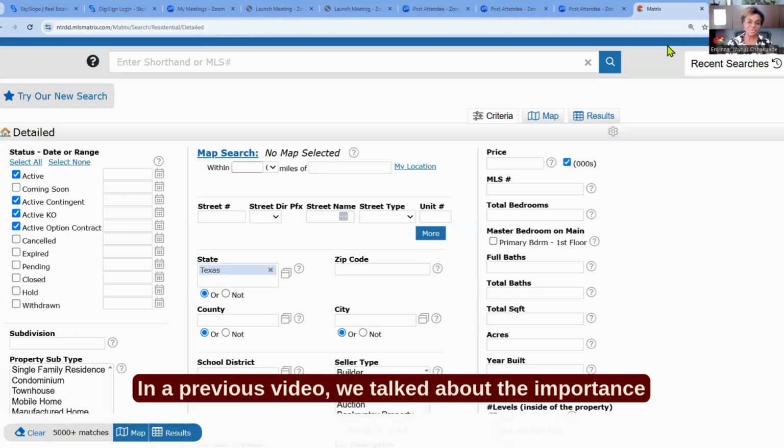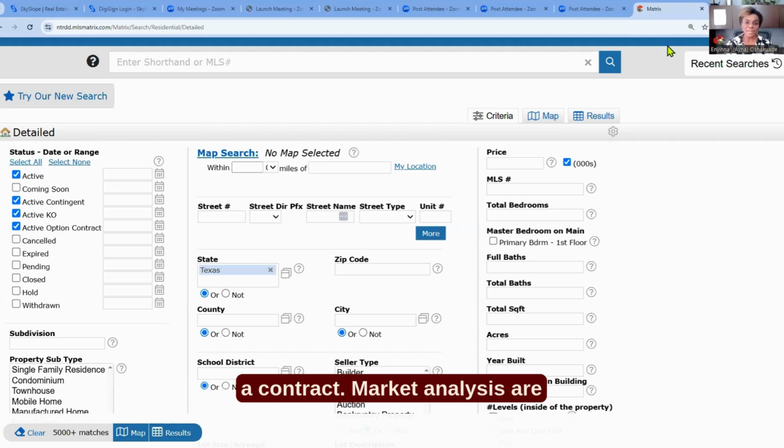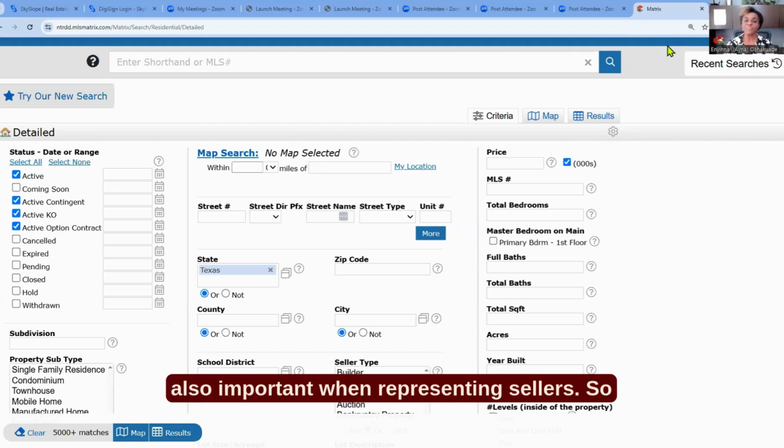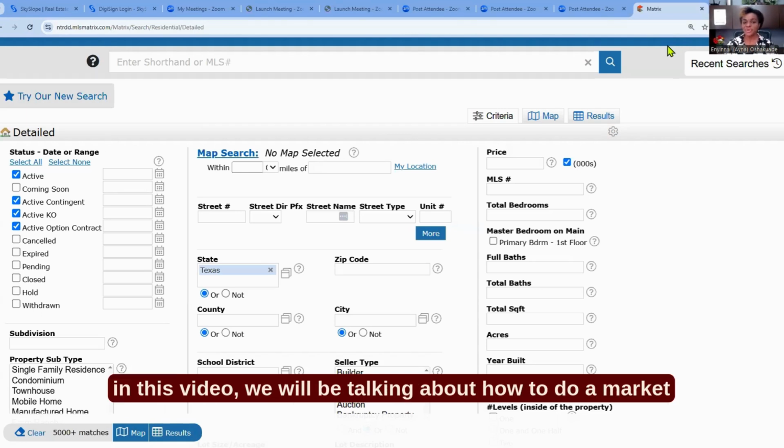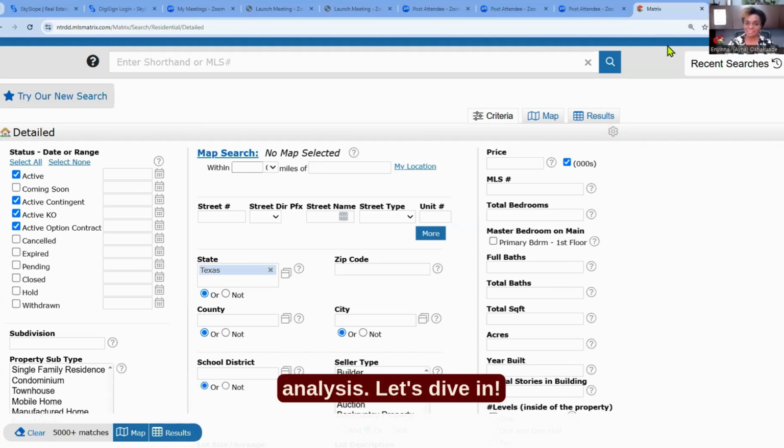In a previous video, we talked about the importance of doing a market analysis, setting the right stage for offers whenever you're negotiating a contract. Market analyses are also important when representing sellers. So in this video, we're going to be talking about how to do a market analysis. Let's dive in.